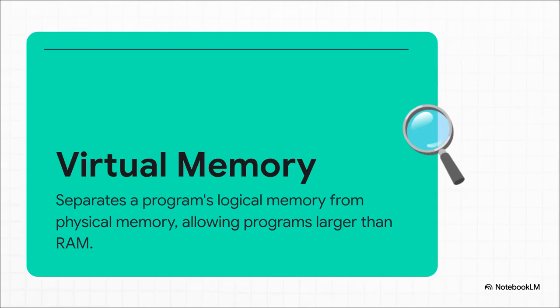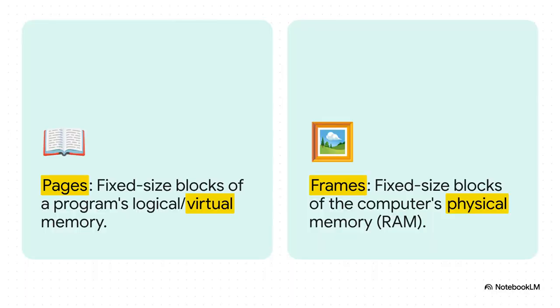Basically, virtual memory is a clever lie that the OS tells every single program. It makes each program believe it has this huge, continuous stretch of private memory all to itself. But in reality, the OS is furiously shuffling little pieces of the program between your fast RAM and your much bigger but slower storage drive. So how does this juggling act actually work?